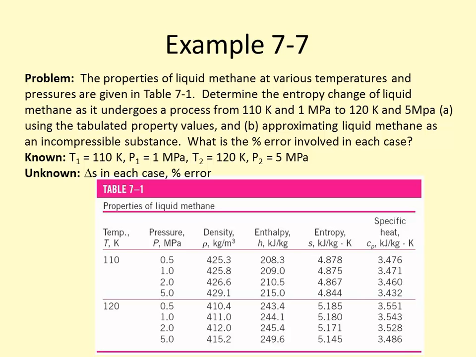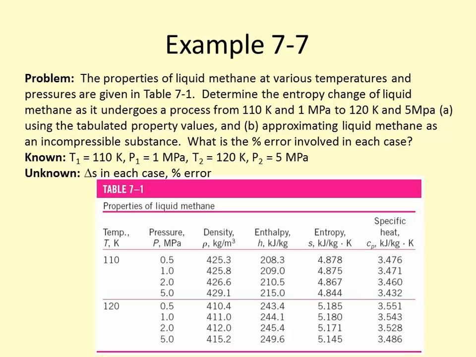Okay, so let's just do an example. In this case, we're using liquid methane. And methane, when it is not a liquid, can be considered an ideal gas. But when it is a liquid, it's not an ideal gas. So we want to determine the entropy change for liquid methane as it undergoes a process from 110 Kelvin and 1 megapascal to 120 Kelvin and 5 megapascal. And we're going to do it two different ways.